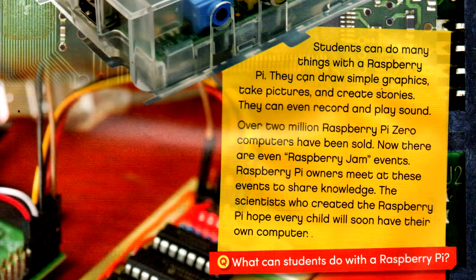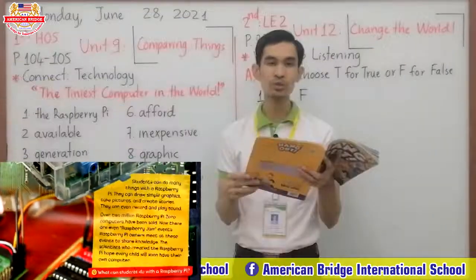Students can do many things with the Raspberry Pi. They can draw simple graphics, take pictures, and create stories. They can even record and play sound. Over 2 million Raspberry Pi Zero computers have been sold. Now, there are even Raspberry Jam events. Raspberry Pi owners meet at these events to share knowledge. The scientists who created the Raspberry Pi hope every child will soon have their own computer.